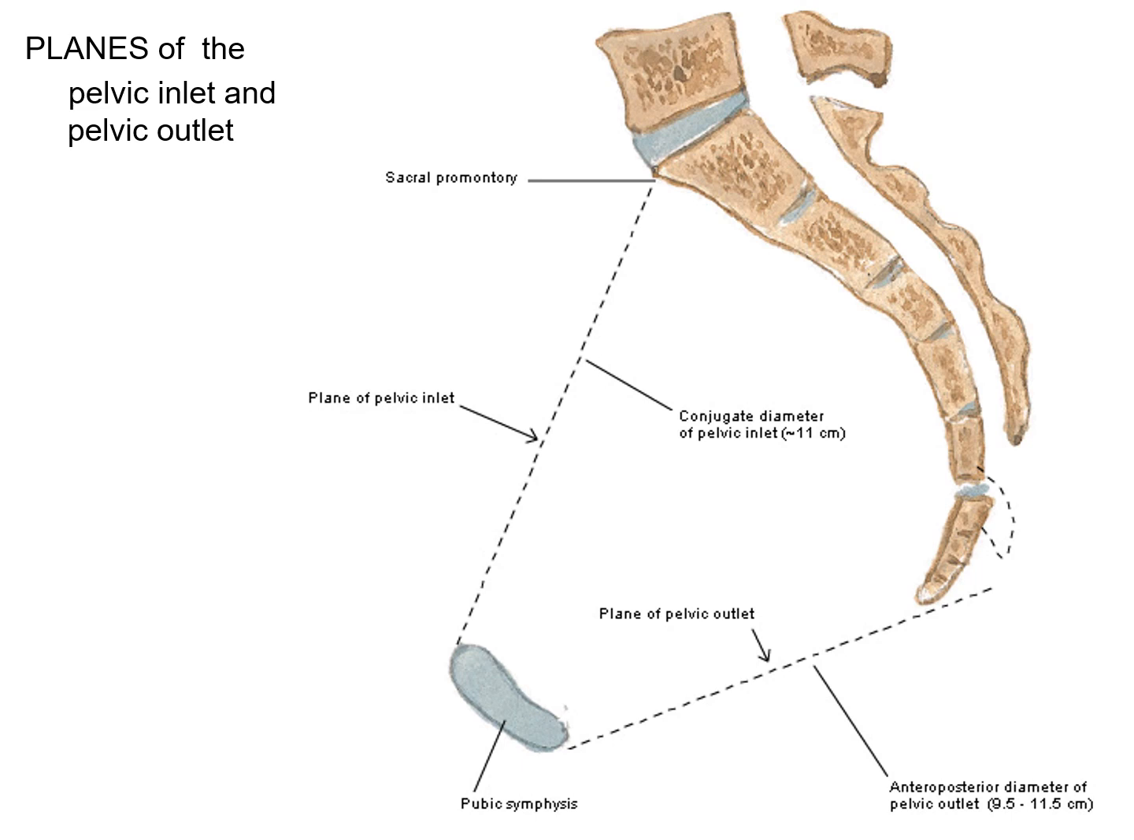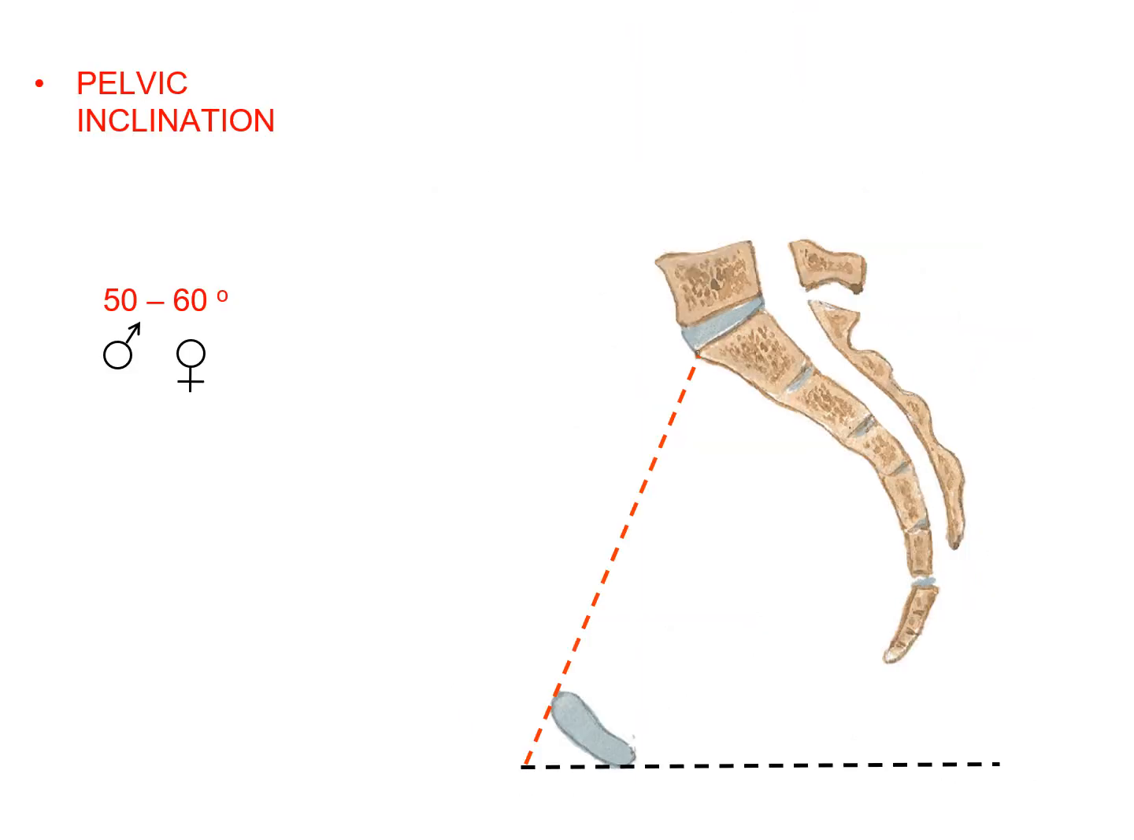The pelvic inlet and pelvic outlet are located in oblique planes. The pelvic inclination is the angle between the plane of the pelvic inlet and the horizontal plane. In the standing position, the anatomical position, the pelvic inclination is around 50 degrees in males and around 60 degrees in females.